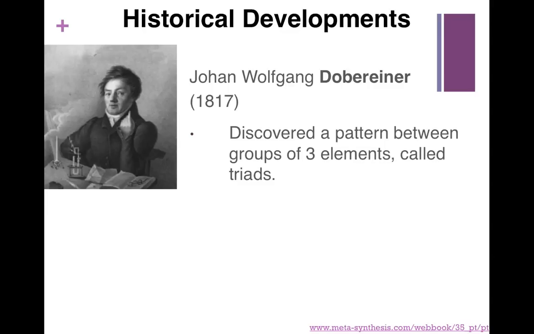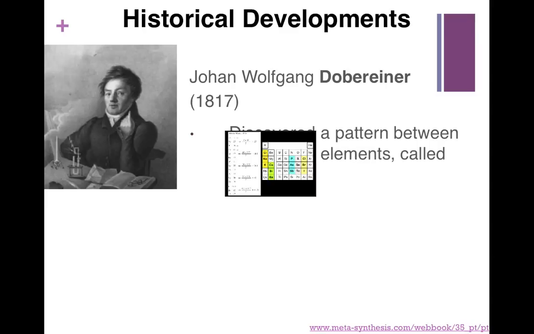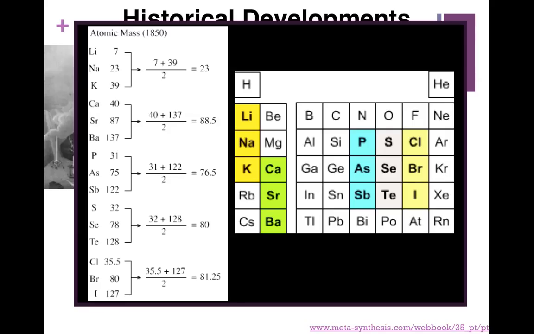So the first guy that we're going to talk about is Johann Dobereiner, who lived in 1817, and he discovered a pattern between groups of 3 elements, which he called triads, and that's a big deal. Put a little star by that. Dobereiner is in charge of triads, and here is an example of his groups of 3. The first group of 3 that he saw was lithium, sodium, and potassium.